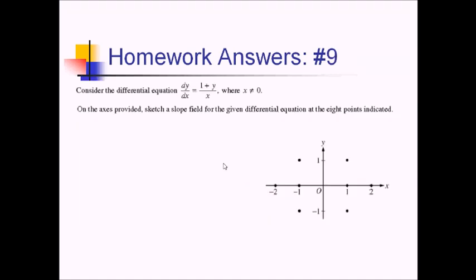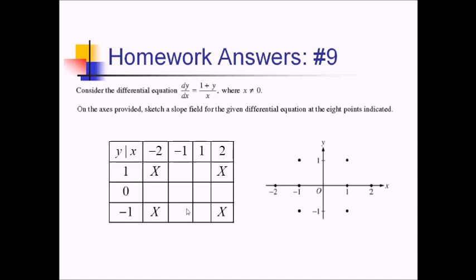On this problem, we're trying to make a slope field for this differential equation. So let me set up a little table of values here. I need x values going from -2 to 2, but I don't need 0 because there's no dots on 0. And I need y values going from -1 to +1, but not for the -2 end of things for the x values. So I've just x'd out the ones that I don't actually need.